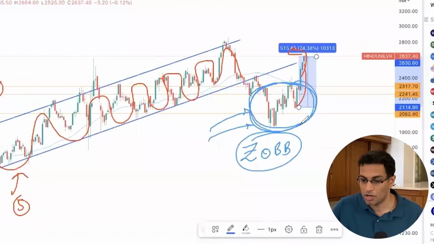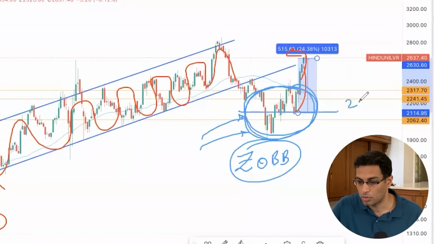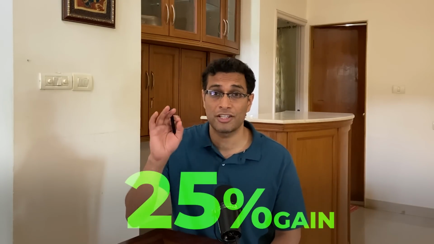You would have purchased this stock somewhere around this average, around 2000 rupees, and now it is at 2600 rupees. You would have made approximately 25% gain on this safe stock. That's the important message that I'm trying to give you.